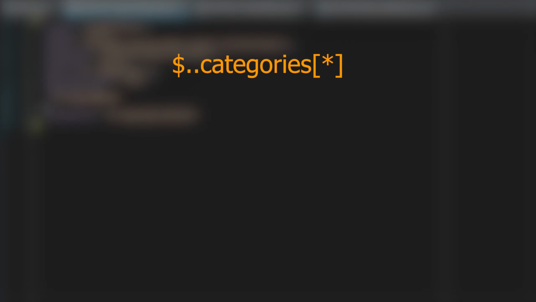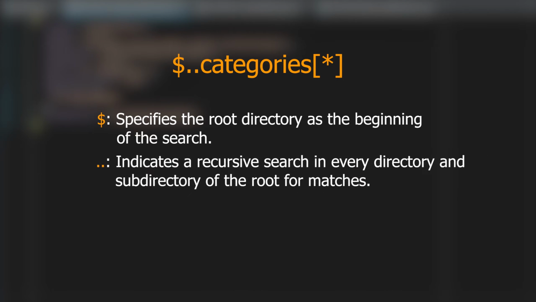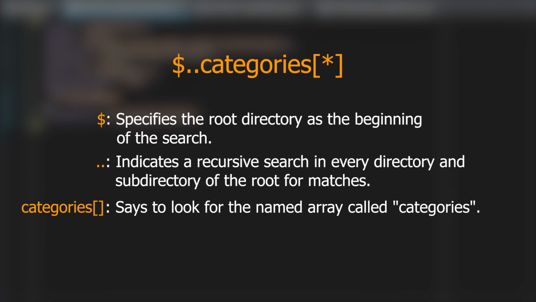Let's break this down. The dollar sign specifies the root directory as the beginning of the search. The two periods run a recursive search in every directory and subdirectory for the matches. We have categories, which has square brackets at the tail of it, says to look for any array named categories. And then finally, the wildcard, matching any and all contents inside of it.